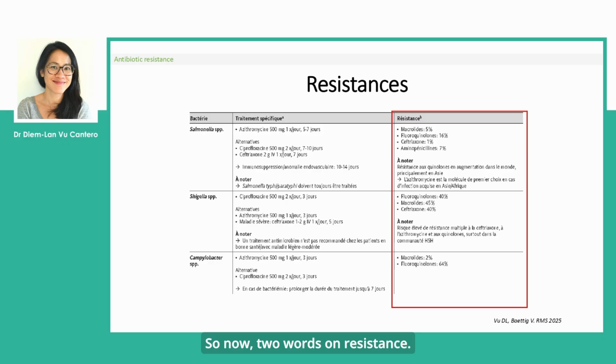So now, two words on resistance. This data comes from ANRESIS. So you can see that Salmonella, Shigella, and Campylobacter strains diagnosed in Switzerland already demonstrate some level of resistance to quinolones. And that's the reason why this is not the first-line treatment for empiric treatment of acute diarrhea.